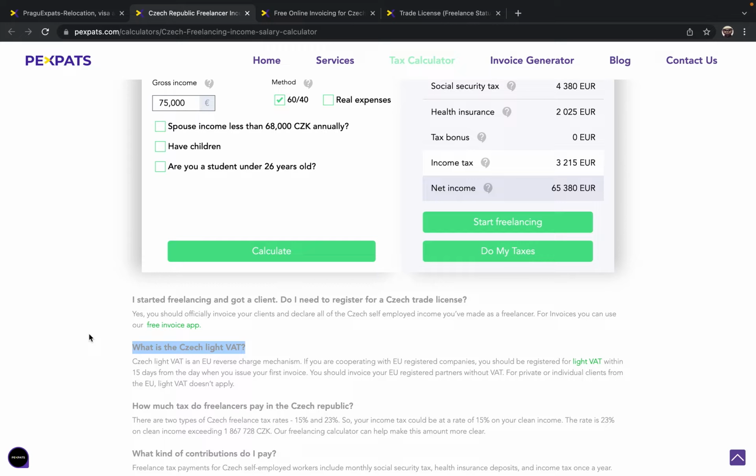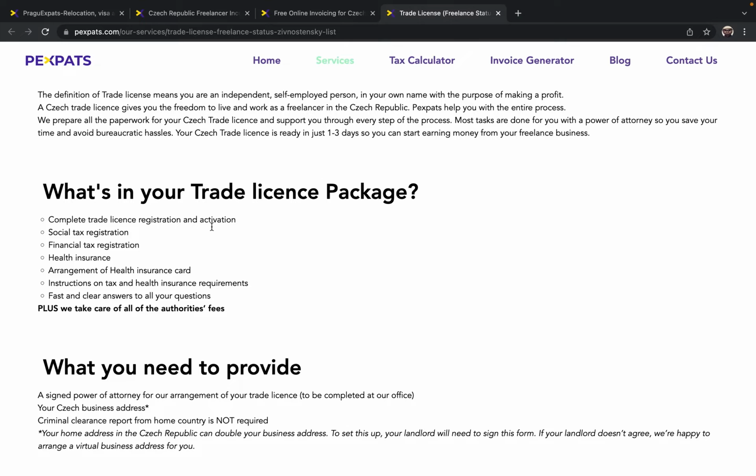Now, at this point, we've covered just about everything other than our services. Let's go ahead and look at these now. First, at Pexpats, please keep in mind, we have a fixed fee policy. We will never charge more if any additional work is necessary and promise no additional expenses on your end.